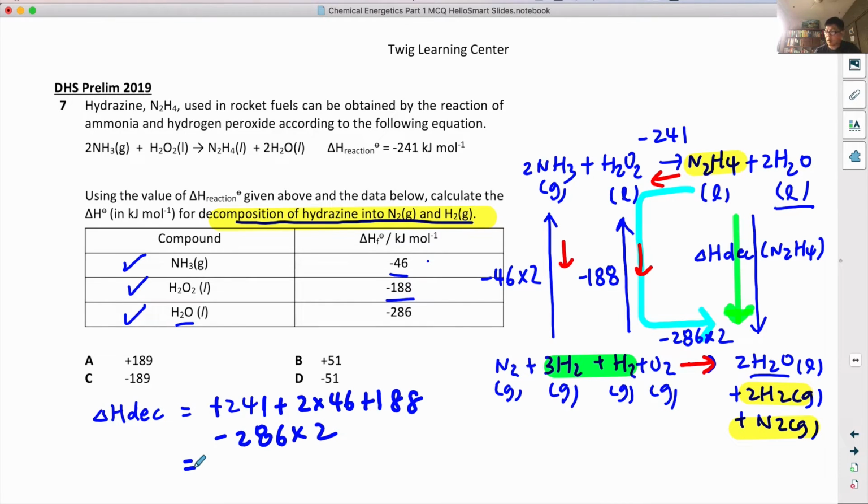If you press your calculator, I believe you get a value of minus 51 kilojoules per mole. So this is the answer. The answer will be D. Okay, let's move on to the next question.